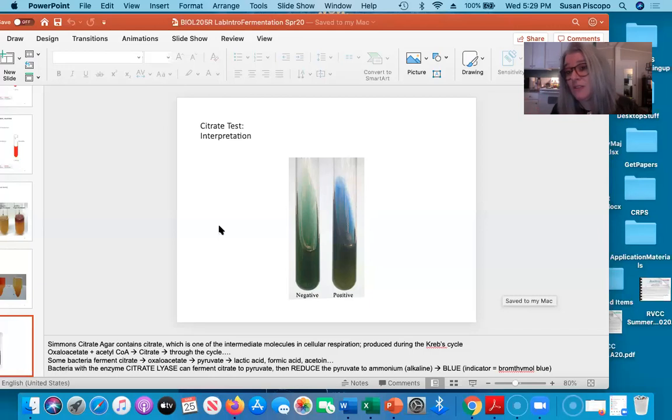So I think the citrate test is one of the prettiest metabolic tests that we run, because we get a really pretty color change here. So on the left-hand side, this is how we would see a negative result. The agar stayed green. The slant tube stayed green. And on the right-hand side, we've got a positive result. Right on the slanted part of the agar where the cells would be growing, it has turned blue.